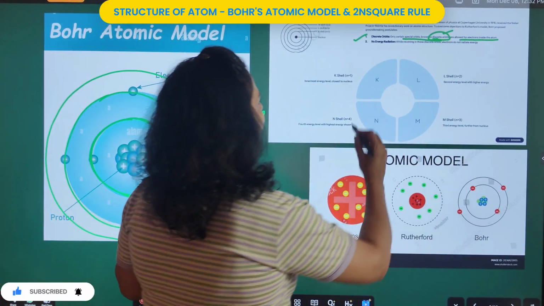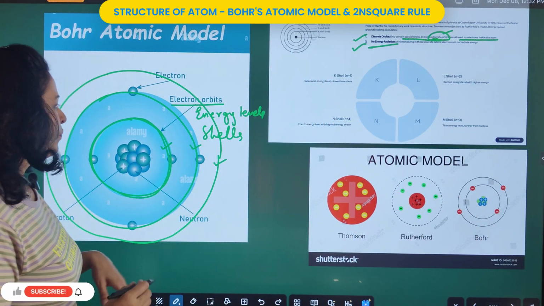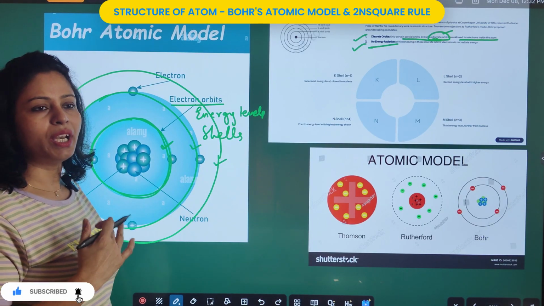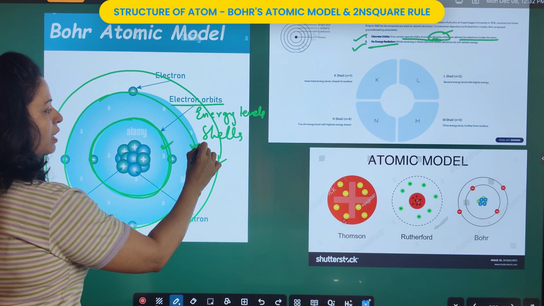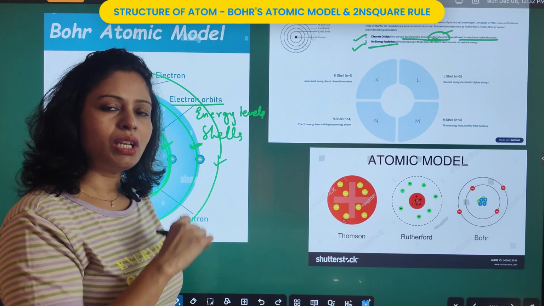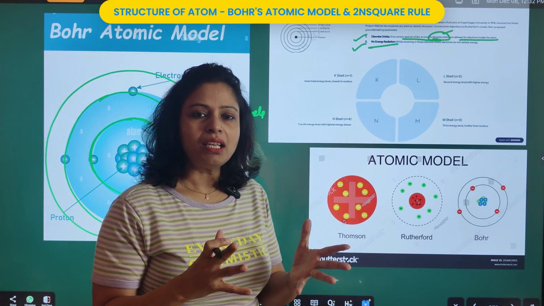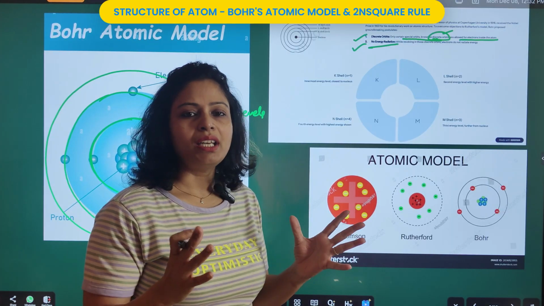The second thing he said is no energy radiation. When the electron is in its discrete orbit, it is not going to lose or radiate any energy. Similarly, if the electrons are in the second shell, the second level, they will be revolving in that shell only, without radiating any energy. So when the electrons are moving in discrete orbits, they are not radiating any energy.